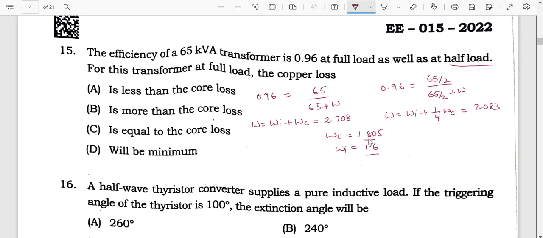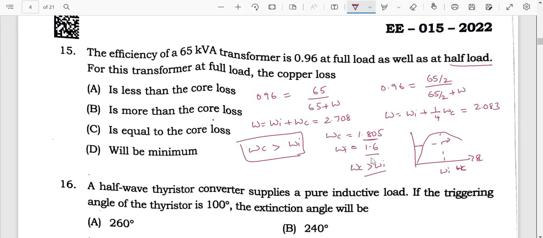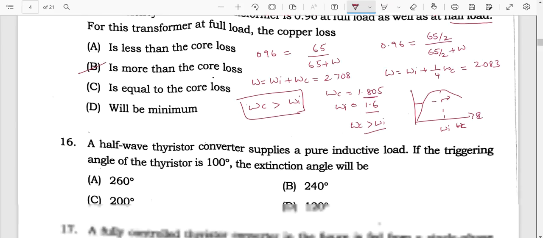So from this you can observe that the copper losses WC is greater than the iron losses. That's the conclusion here. If you look at the graph, from this maximum point, as the current increases, the efficiency falls down. Here we have iron losses and copper losses, so WC is greater than WI. So the answer for this question is that the copper losses are more compared to core losses, or iron losses. I'll move to the next question here.